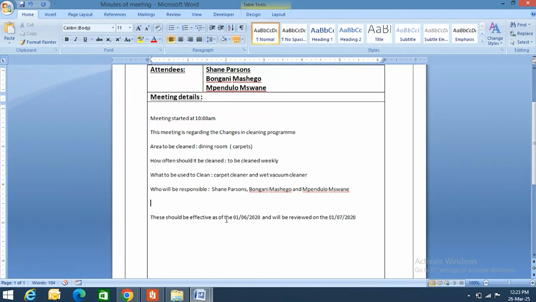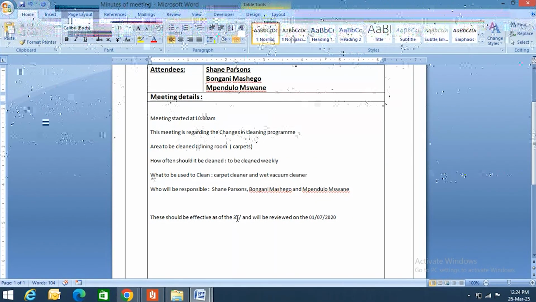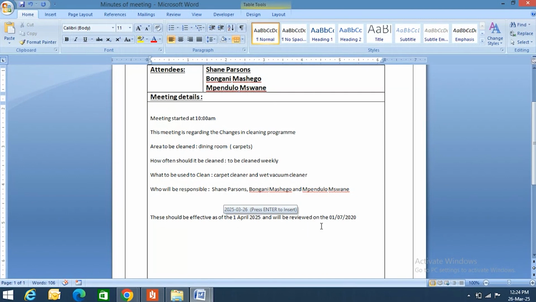When will this be effective? This should be effective from Monday. What is Monday's date? The 31st. This should be effective from the 31st because you have to give advance notice, isn't it? You can't say it's going to be effective from now. We'll say from the 1st of April 2025, and will be reviewed on the... We'll review it after 3 months. So April, May, June. We'll leave it as the 1st of June 2025.